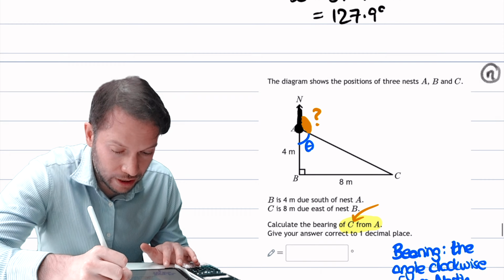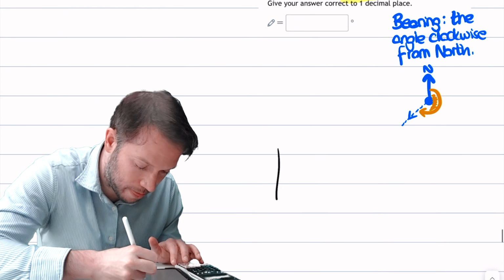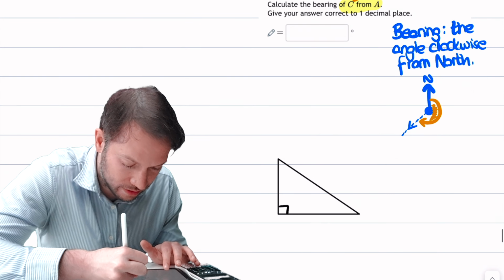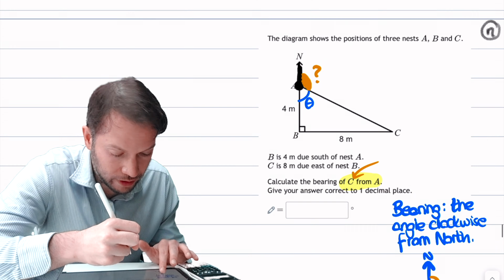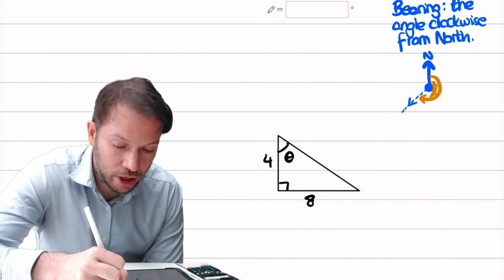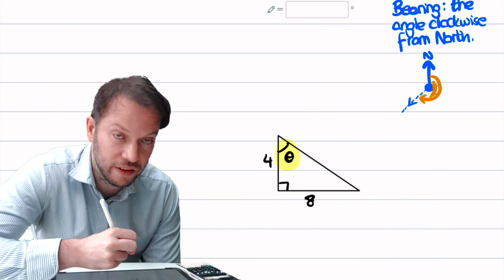Okay, so let's focus on that triangle then. I'm just going to draw it out separately. And we've got the 4 and the 8. We're trying to find the angle at the top, we're calling it theta. Now remember how this works. You label the sides of the triangle, the side lengths that you know, relative to this angle of interest.